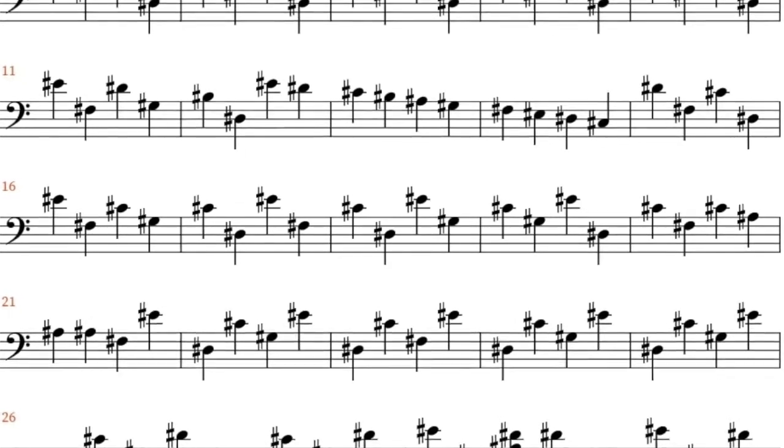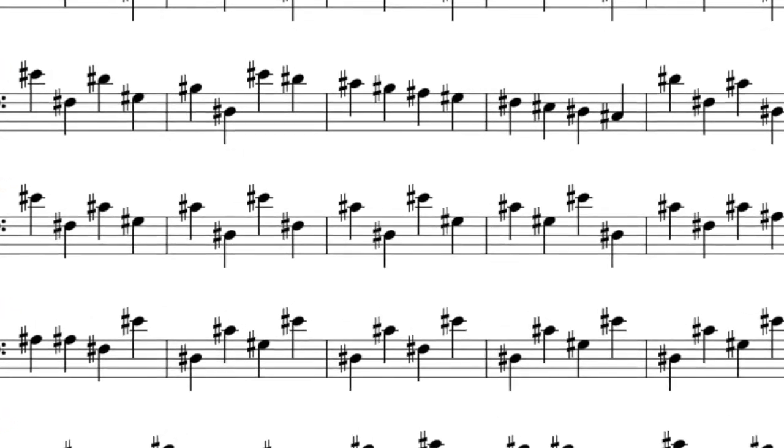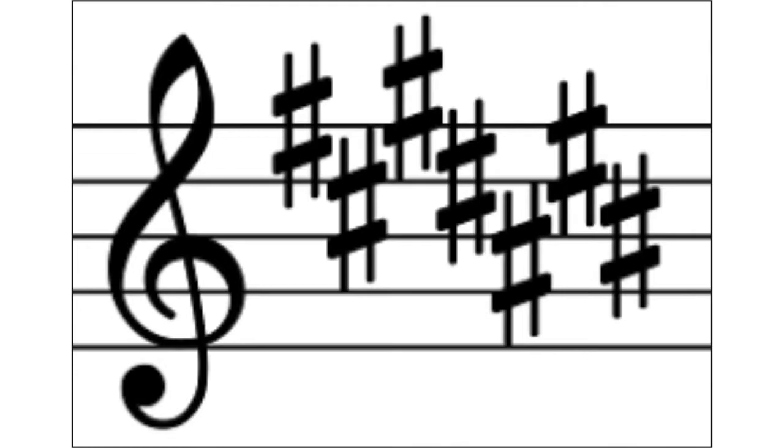A key signature can only hold up to 7 sharps or flats at a time to represent the 7 different notes in a scale that can be changed. So don't go crazy and put more than that. Unless you want to be avant-garde.